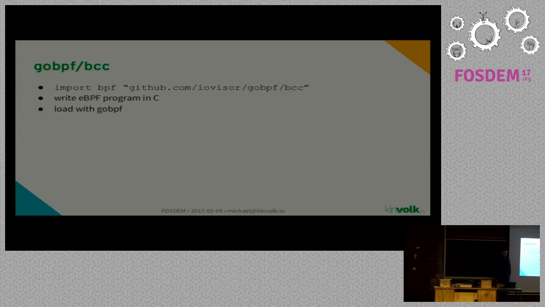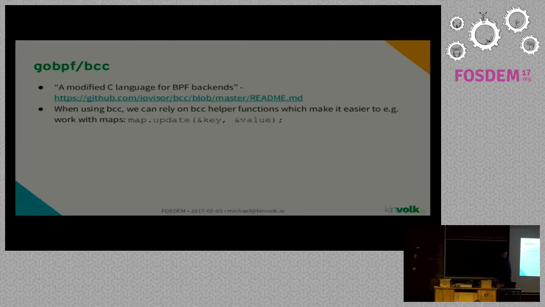So when you use the BCC package from gobpf, you can write your program in C. It's a modified C language for BPF backends, so it feels like C. You have to be careful about a couple of constraints, because in the end, BCC will build an eBPF program out of it, and it has to pass the kernel verifier. But it makes things a lot easier. You have a lot of helper functions. Interacting with a map is much more comfortable than the assembly code we saw before, and so on.